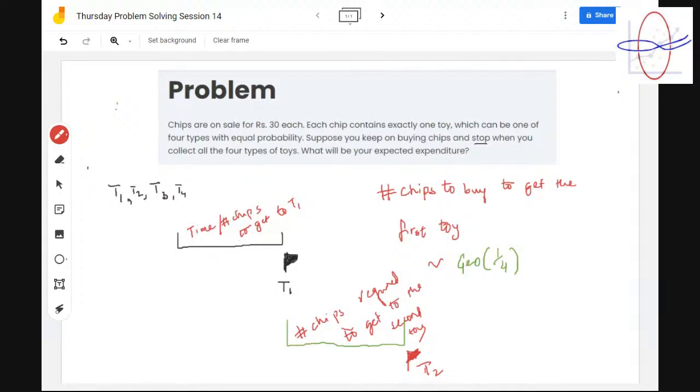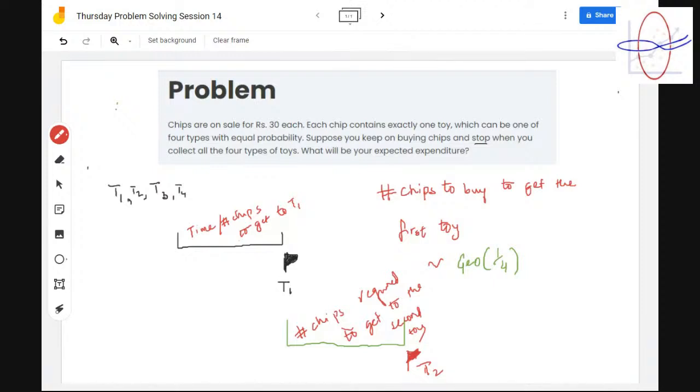Think about the cases where, let's say, in the first chip you have bought, you already got T2. So why will we consider this over here? That's my question to you. You understand? Till you get the first T1, you may have already got the previous ones. It can happen, right? So can we do it like this?